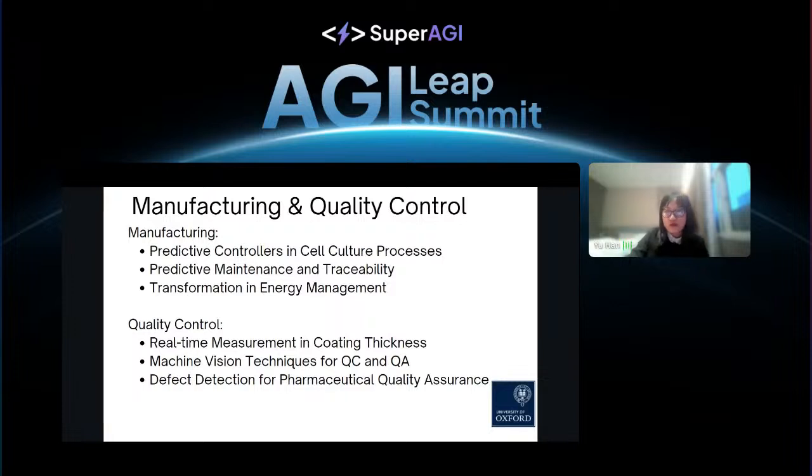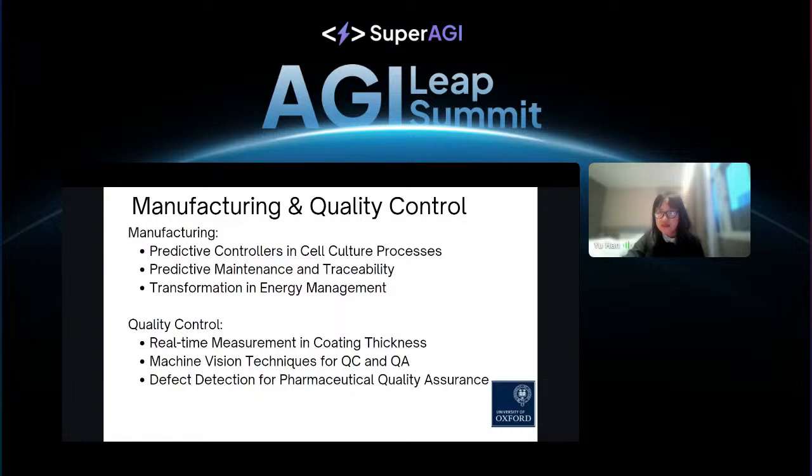You may also be wondering how AI systems are transforming energy management in pharmaceutical production. This system optimizes the drying process by dynamically adjusting parameters based on real-time data. So this not only leads to efficient energy use, but also ensures the maintenance of product quality, contributing to reduced waste and more sustainable manufacturing practices.